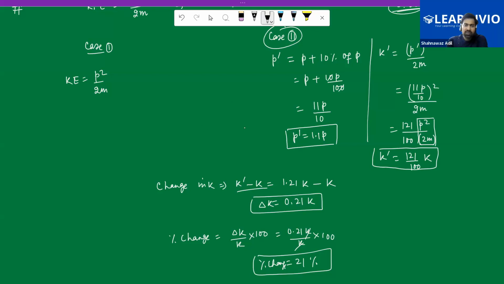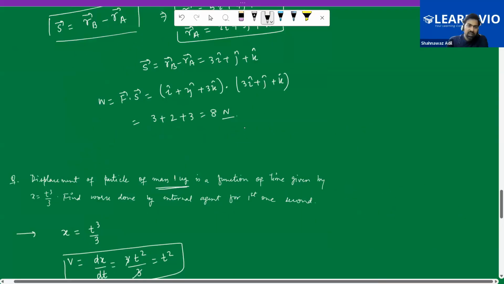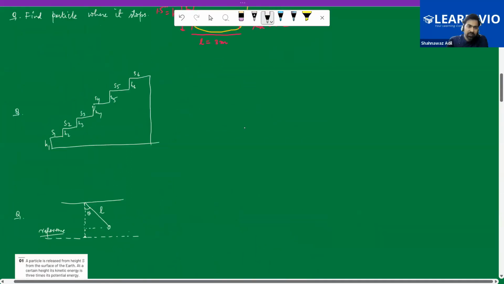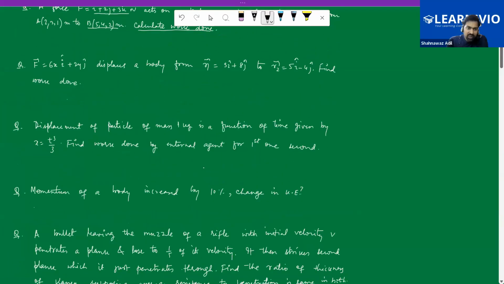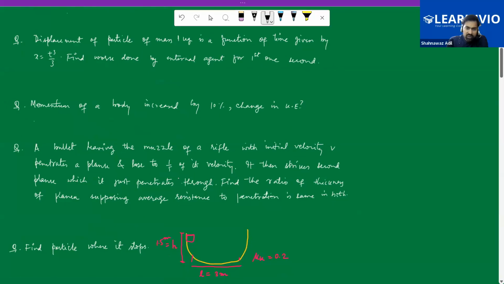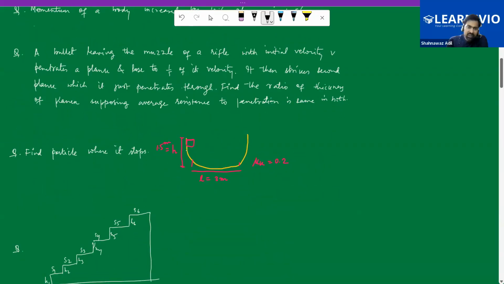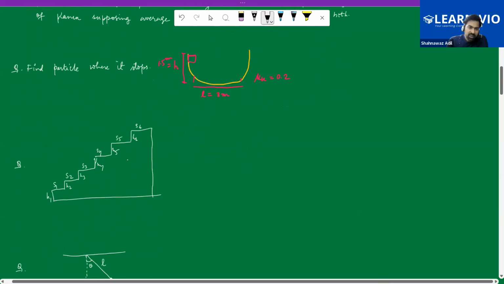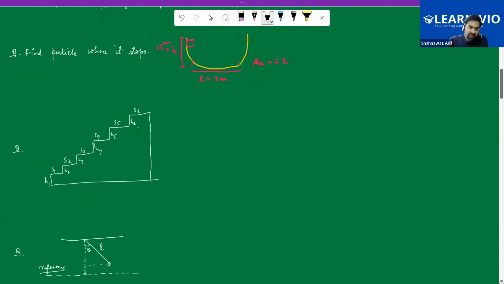So now let's do the next question. This thing we have done, a bullet, this is not important. But find where a particle stops. That is the thing that we have to find. And this is the question we have to find out: what is the final potential energy?